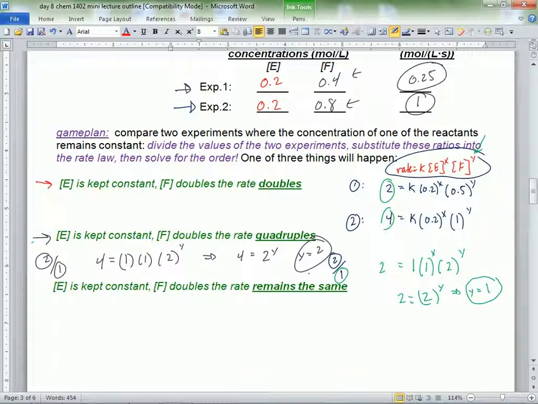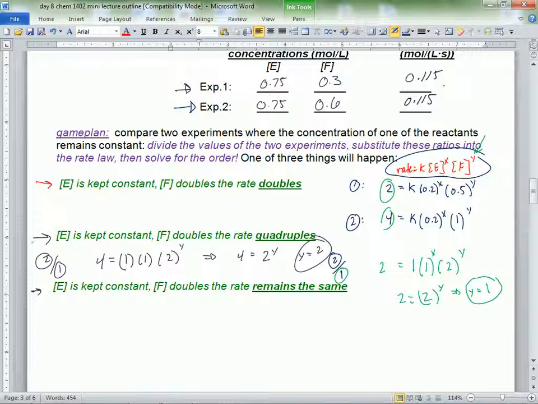Let's make up data for if this happened. Okay, we're going to keep E constant. You can erase all of our data and start all over. We're going to keep E constant. Let's say it's 0.75. Fine, it stays constant. Now F doubles. It goes from 0.3 to 0.6. It doubled. And now my rate has to stay the same. So 0.115, 0.115. Right?